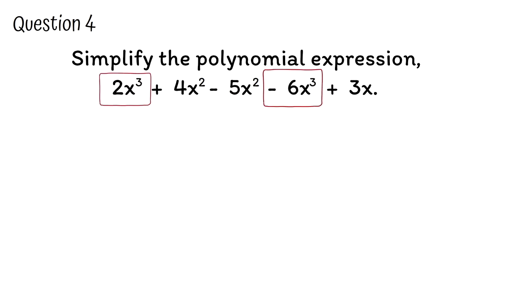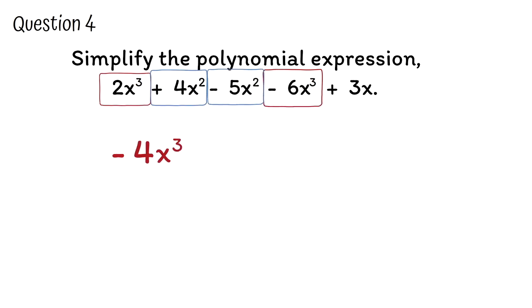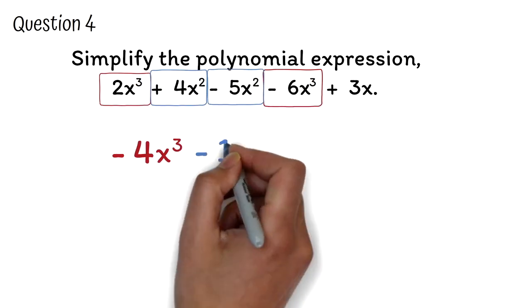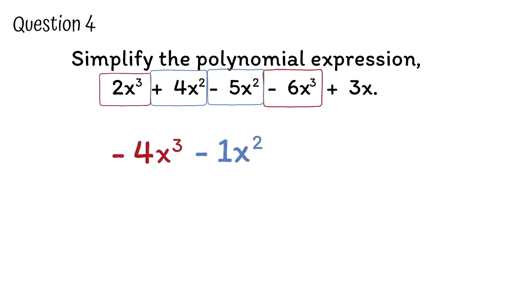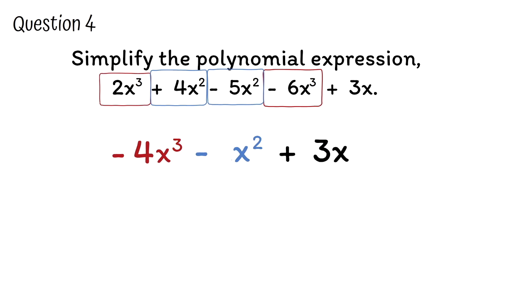2 minus 6 is negative 4. So we have negative 4x cubed. Next, we group the squared terms. We have 4x squared minus 5x squared. This will give us negative 1x squared, which is the same as negative x squared. Then finally we have 3x. So the simplified form of the expression is negative 4x cubed minus x squared plus 3x.